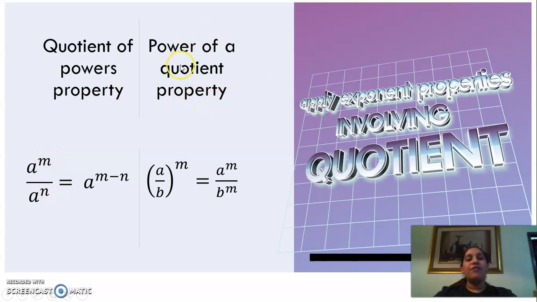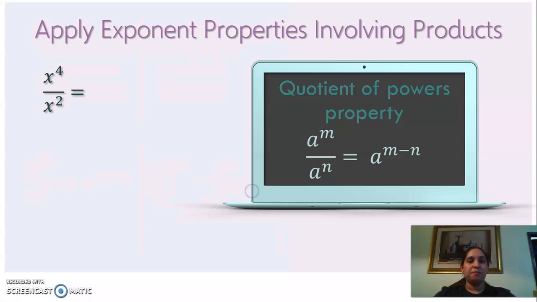Now, the power of a quotient property tells me that when I have two different numbers, such as a and b, but both of them are raised to the power of m, I divide them and place them like this: a raised to the power of m over b raised to the power of m, just as I have it here. So we're going to make some examples so you can understand this much better.